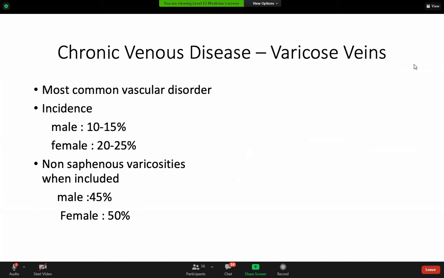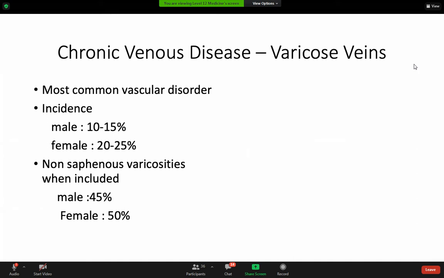If the venous insufficiency is affecting only the superficial system, we call it varicose vein, which is the most common vascular disease. Not even venous disease, most common vascular disease. Those of you who become a vascular surgeon later, the most patients you will see in your practice are varicose veins.